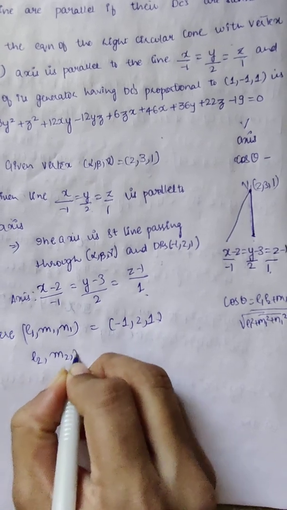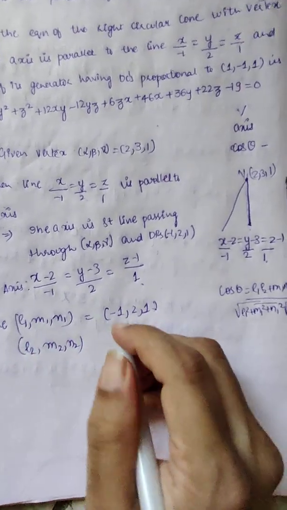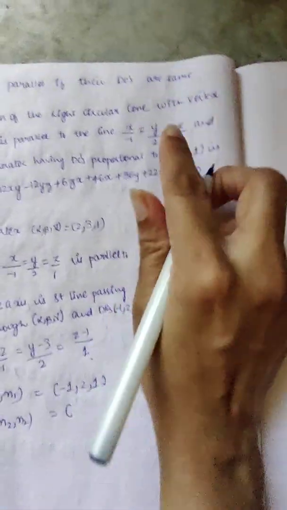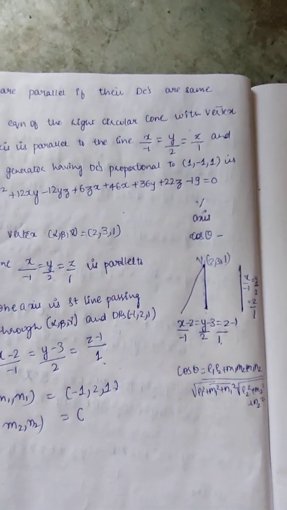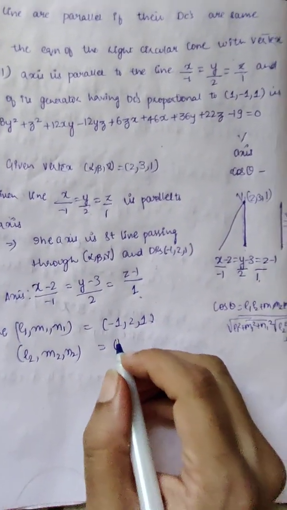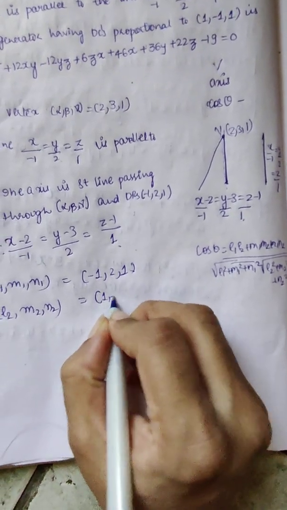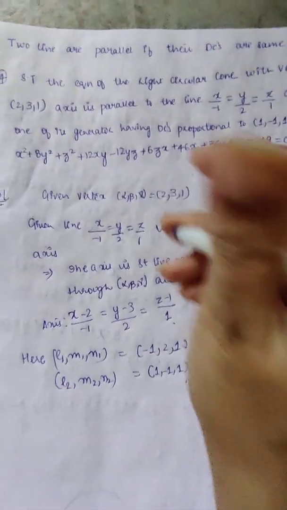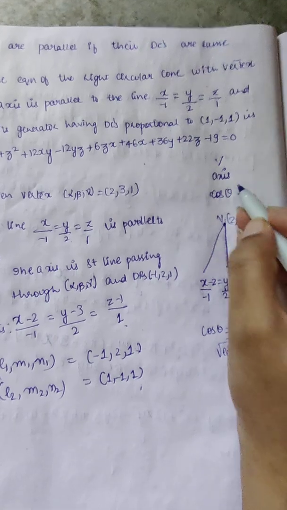M2 and N2. It's already given in the question as direction cosine, so it's going to be 1, minus 1, 1. So now I have to construct. In order to go for the right circular cone, I should have vertex, axis and cos theta.